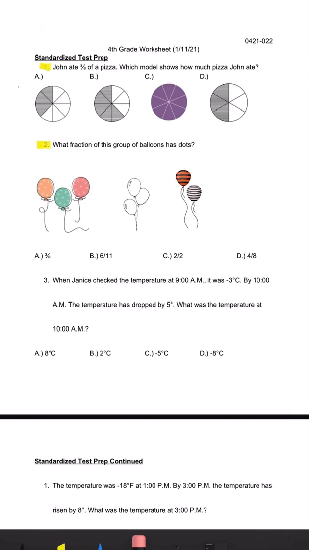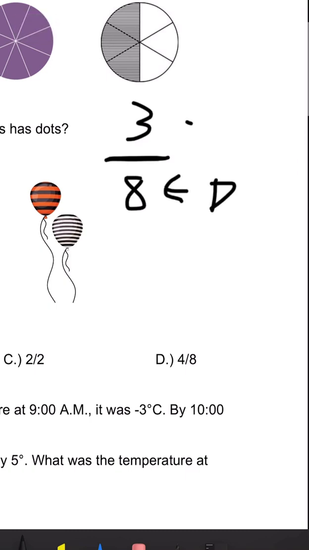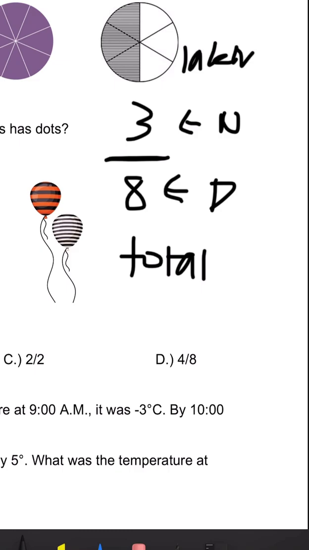Number 1, it says John ate 3/8 of a pizza. Which model shows how much pizza John ate? So just a quick review of a fraction. Here we have the denominator, so I'll put D for denominator, and here's the numerator, N. The denominator stands for the total and the numerator is however much they took away. So for example, if someone ate, let's say, 2/5 of a pizza, that means they ate 2 slices out of 5. So we'll just write "taking away."